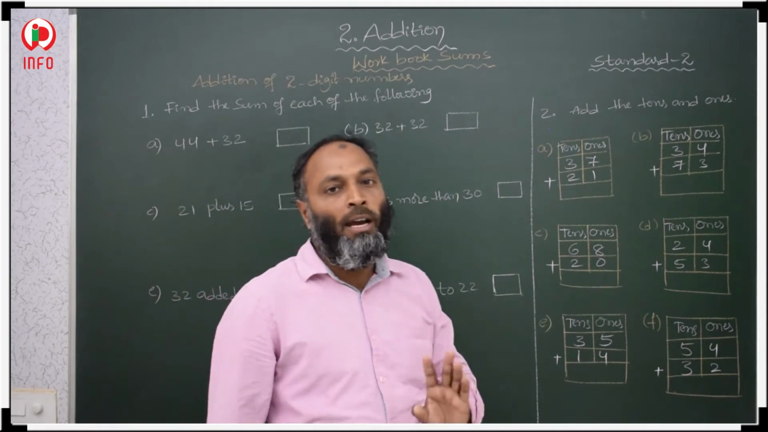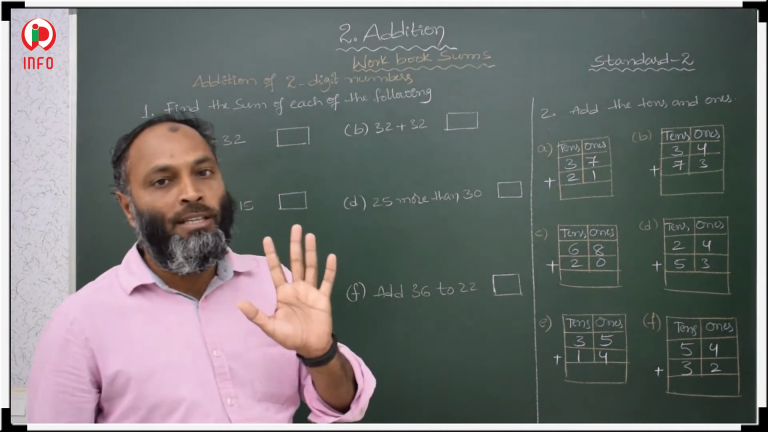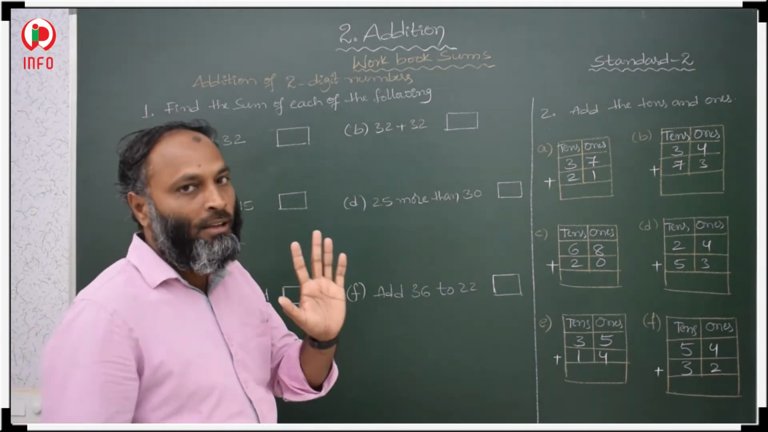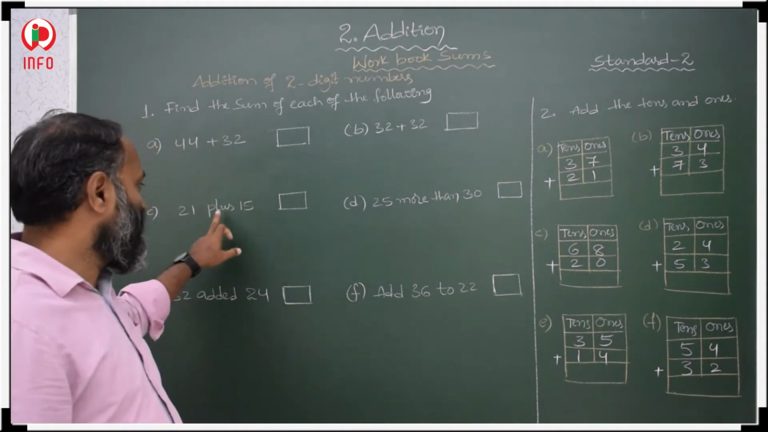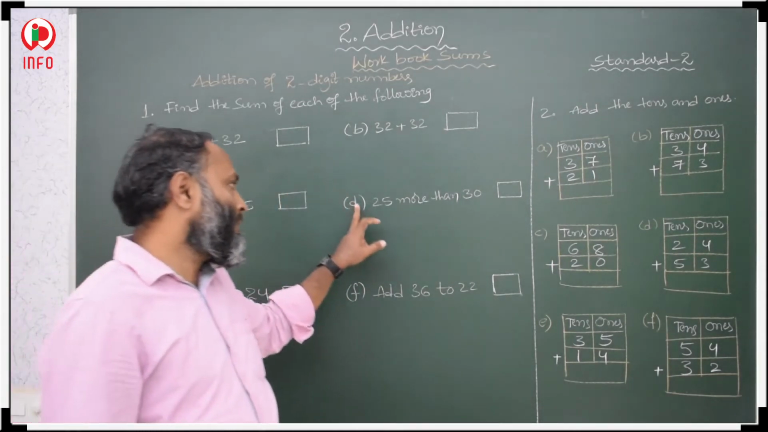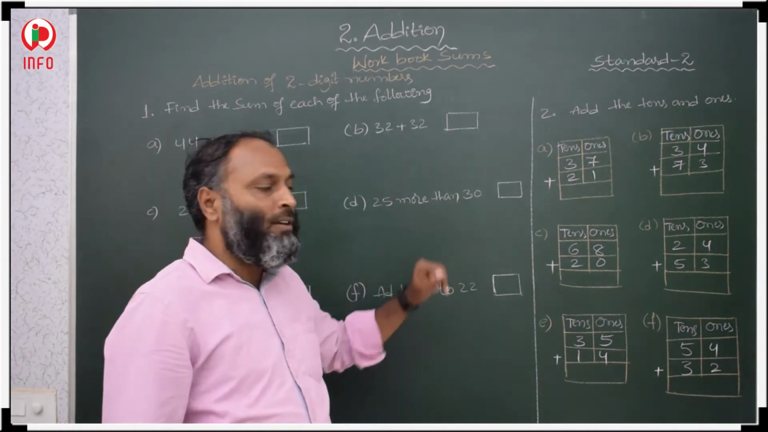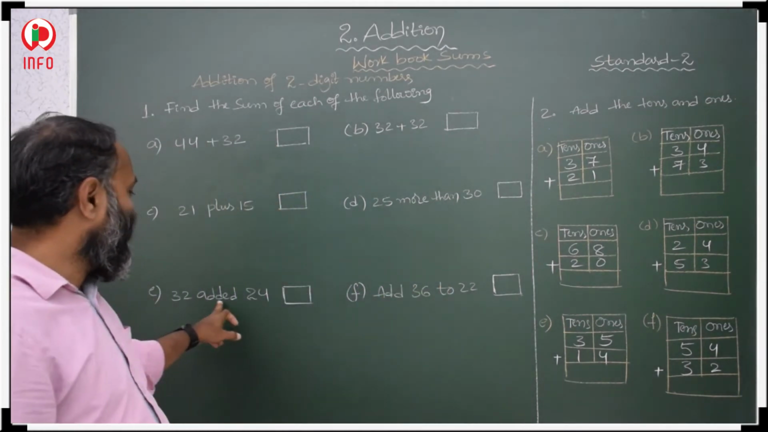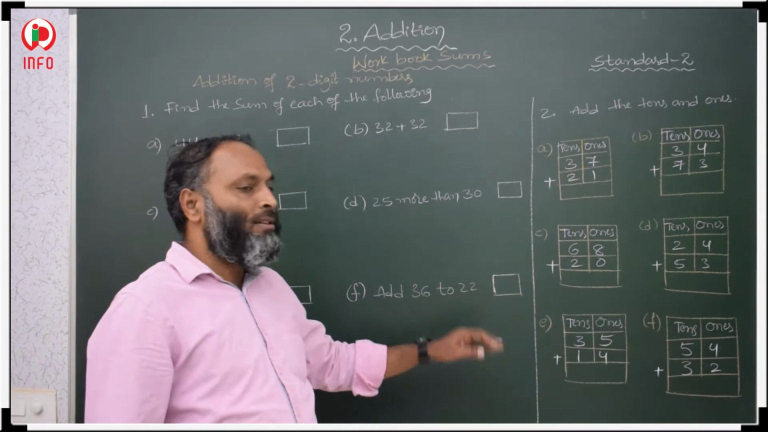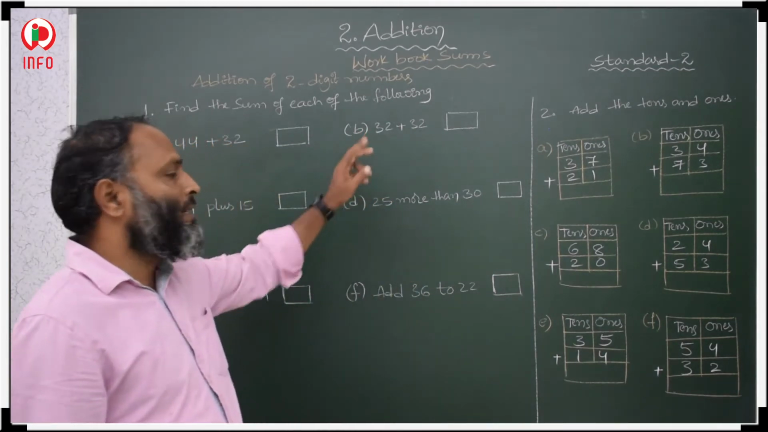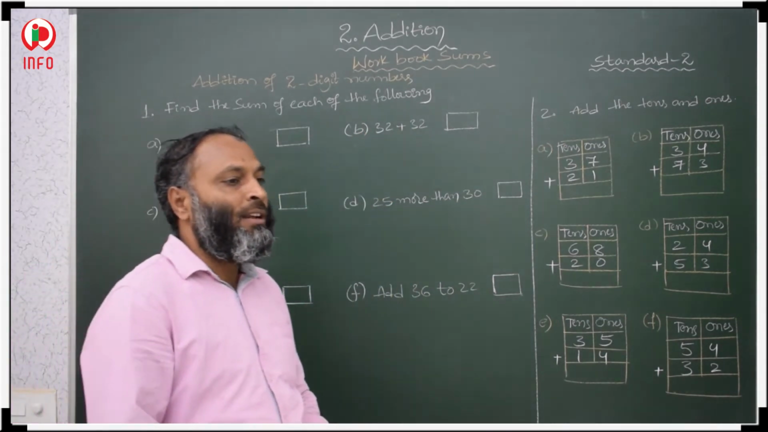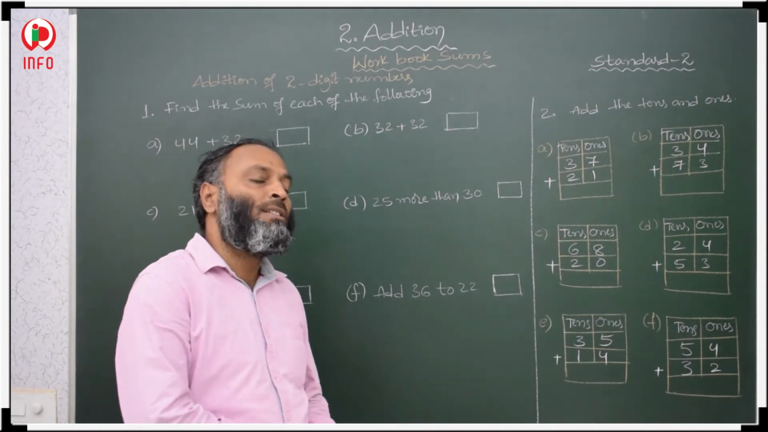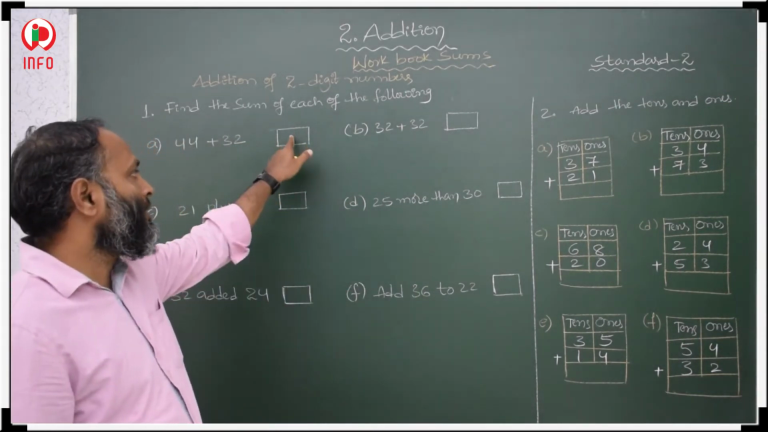So here 5 variations are given. How many variations are given? 5 variations. One is the plus variation. The second one, B, is more than. And the third, added, is given. And add 36 to 22. And the plus sign is given. So these many variations are given. Whatever the variation, we just have to add and write our solution here.